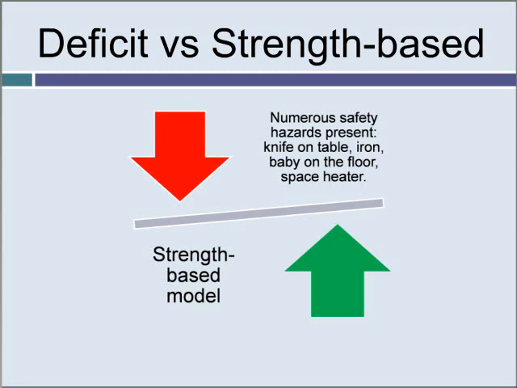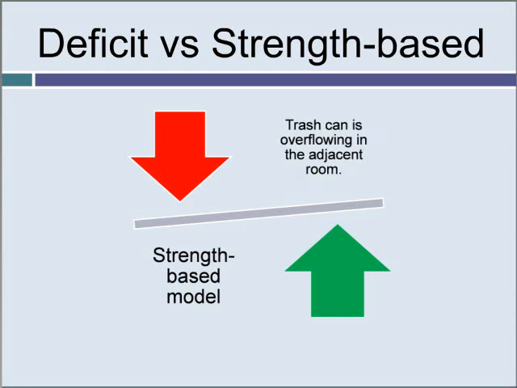Viewed through a deficit-focused lens, an observer may note there are numerous safety hazards present in the room without acknowledging the strengths that may also be present. Let's take a look at another observation from this perspective. Deficit versus strength-based. Did you happen to notice the trash can overflowing in the adjacent room? Could this issue possibly be a stumbling block for seeking out positives that are within the environment?